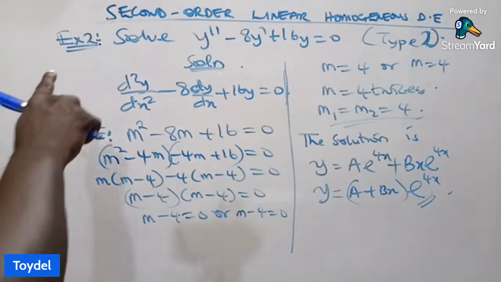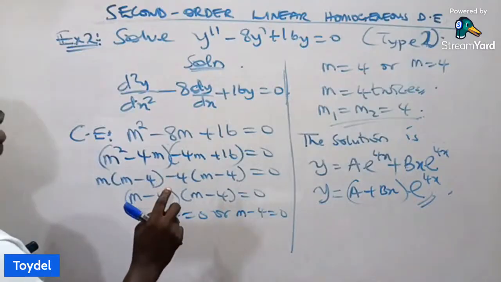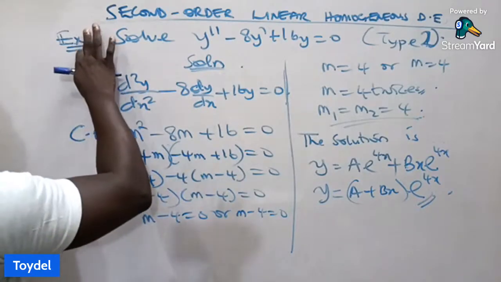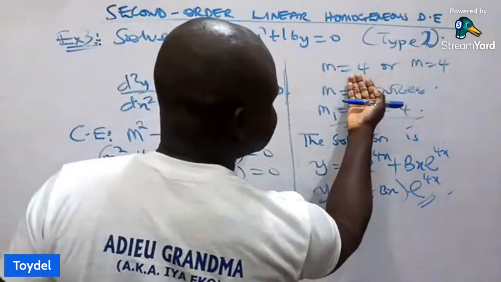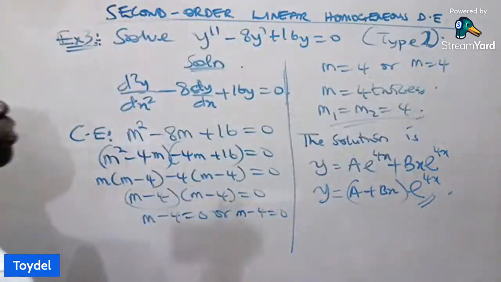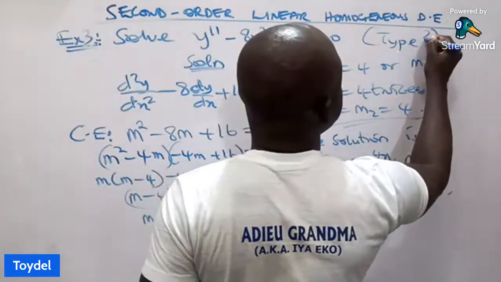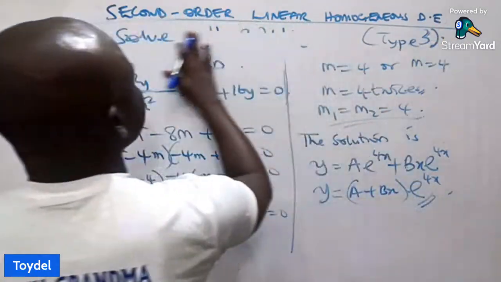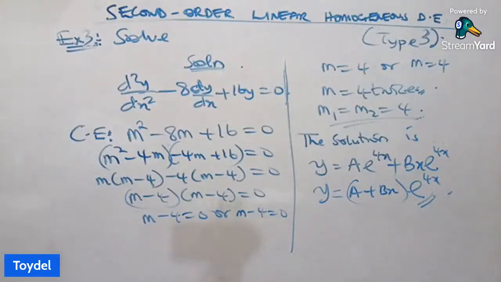So under type 2 differential equations, what we do there is that they normally have the same value, the same root. Then this is how we write the solution. Then let's take one example under type 3, where we are going to have complex solutions.